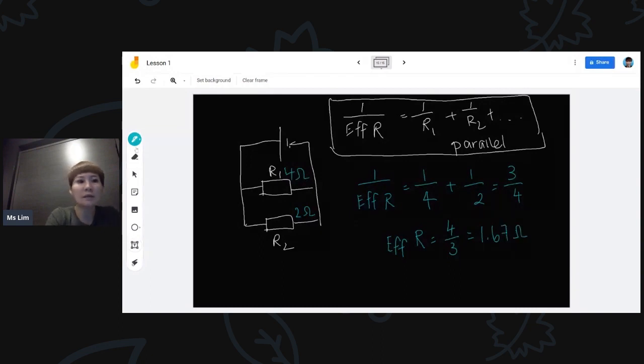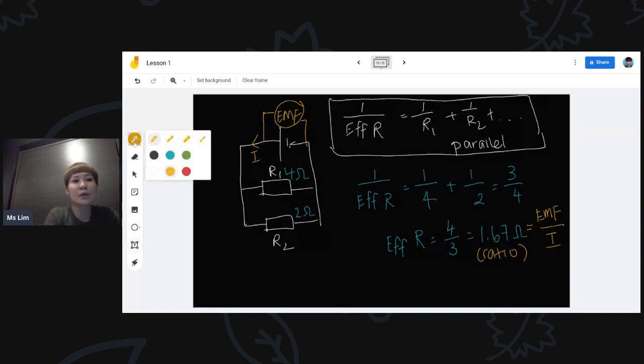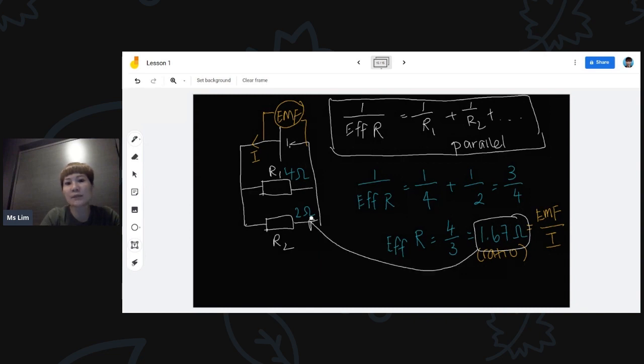Now again, this is the total ratio between the EMF of the entire circuit versus the total current coming out of the cell. So 1.67 ohm is the ratio between the EMF and the current coming out from the cell. That is how you understand total effective resistance. Okay, and you realize when you place resistors in parallel, the effective resistance becomes smaller and smaller. It will always be lower in parallel, will always be smaller than the smallest value.